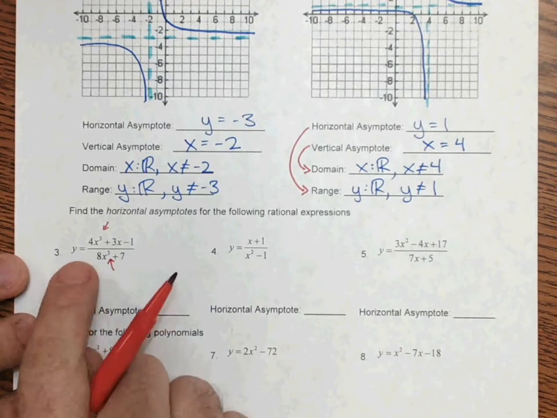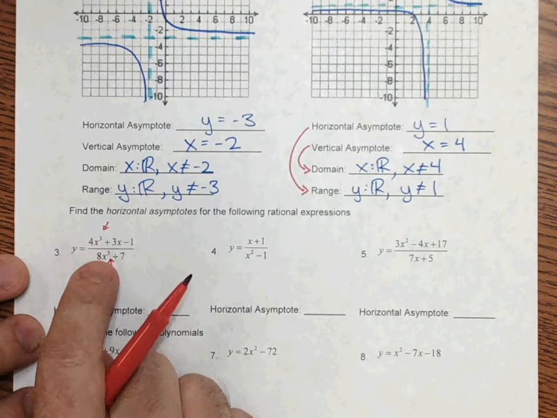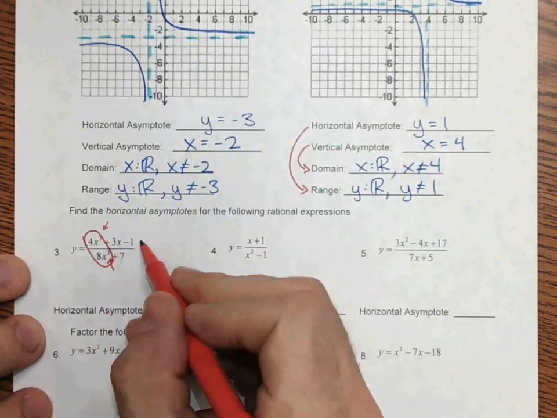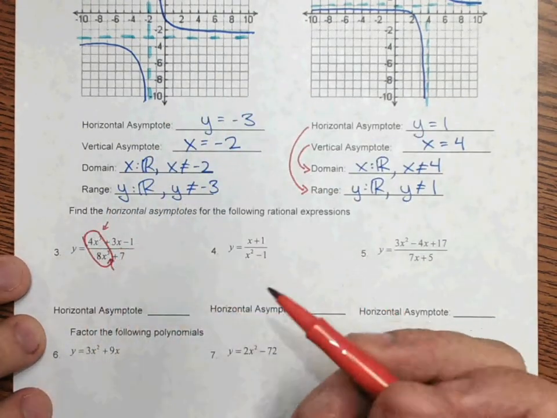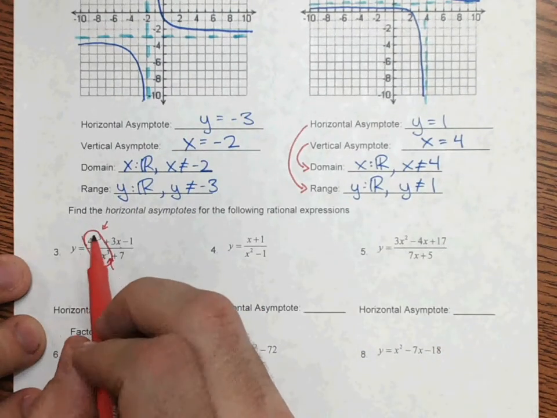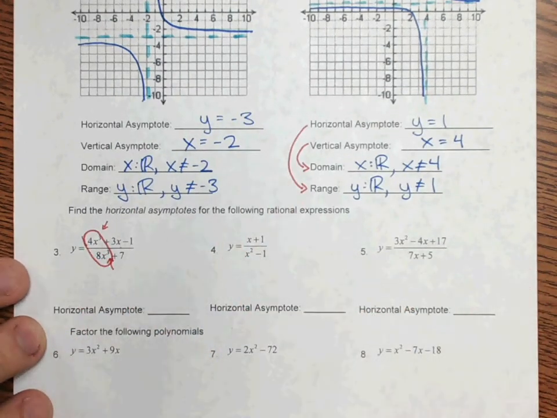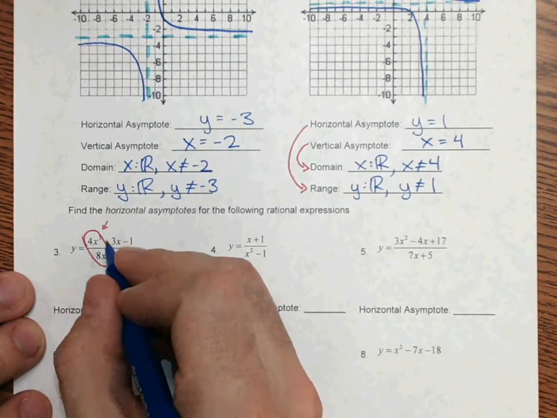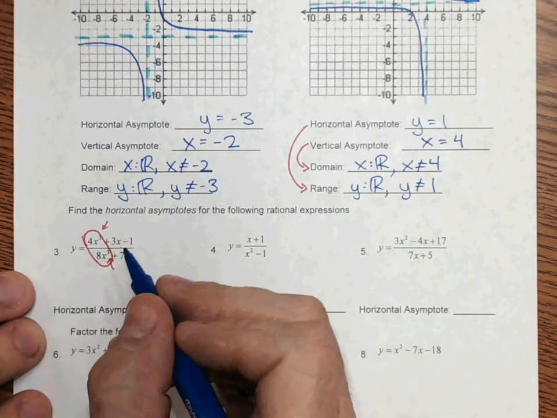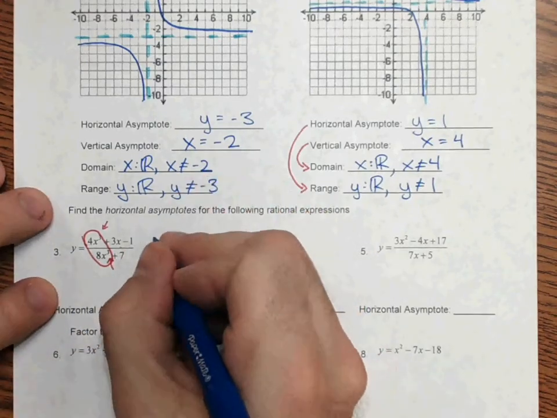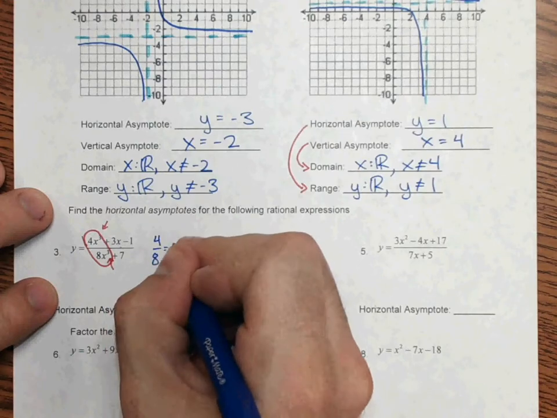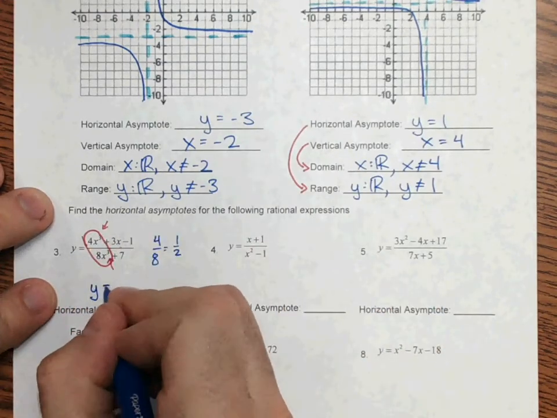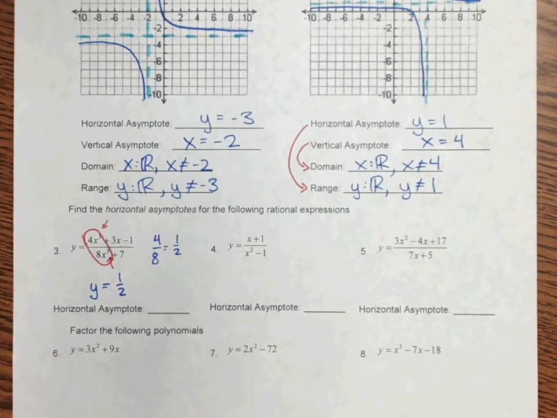Okay, so what you're looking for here is we have x cubed and x cubed. Those are the biggest. Don't care about the x, don't care about the -1, don't care about anything but those two. And then how you find the asymptote is you divide the coefficients, or the numbers in front. In this case, because the exponents are the same, they're both cubed, that means we're going to get a number. And that's going to be 4 divided by 8. We're going to reduce that to 1/2. My horizontal asymptote is going to be y equals 1/2.